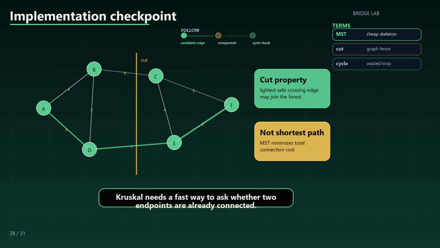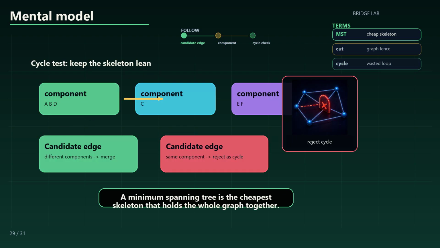Kruskal needs a fast way to ask whether two endpoints are already connected. Prim needs a fast way to pick the cheapest frontier edge. Same mathematical promise, different working machinery.